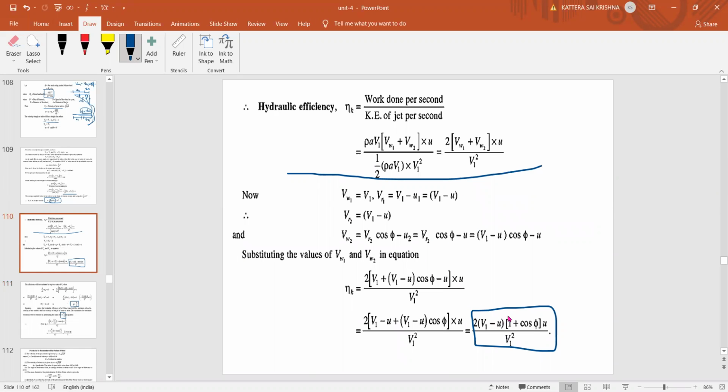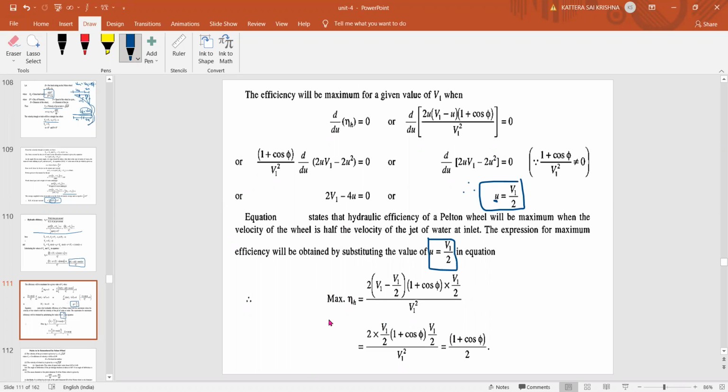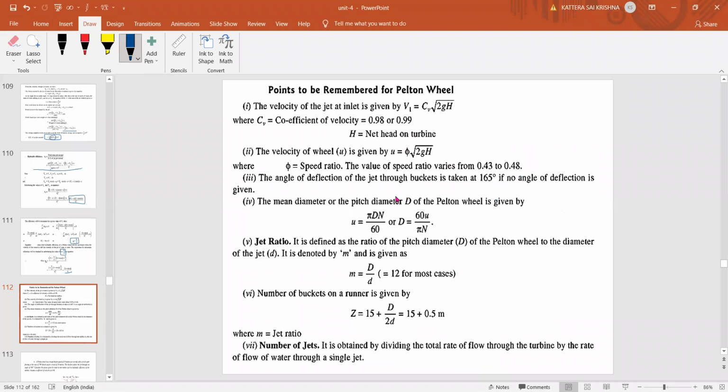U equal to V1 by 2, if you substitute, you'll get the final maximum efficiency condition. Maximum efficiency is (1 plus cos phi) by 2. If you do that, you'll get the maximum efficiency of the Pelton wheel, right? That's all. So these are the things we need to find when he's asking me the question problem, right? So these are the points which we need to remember for designing any Pelton wheel or for solving the problems.